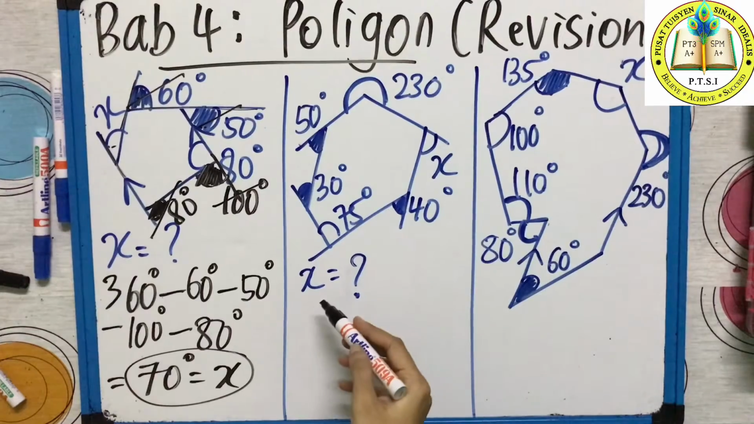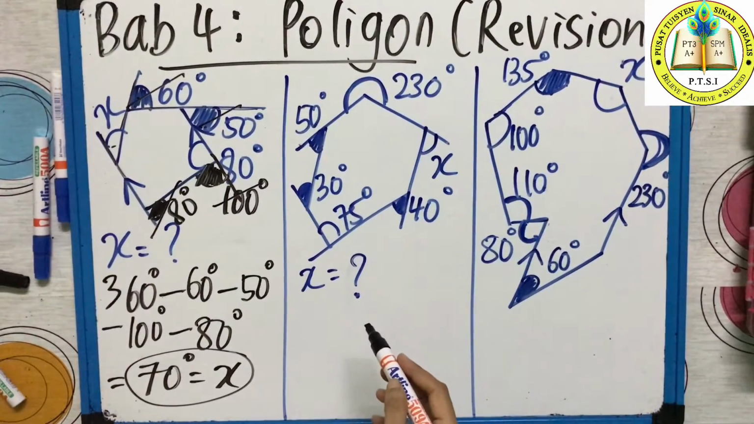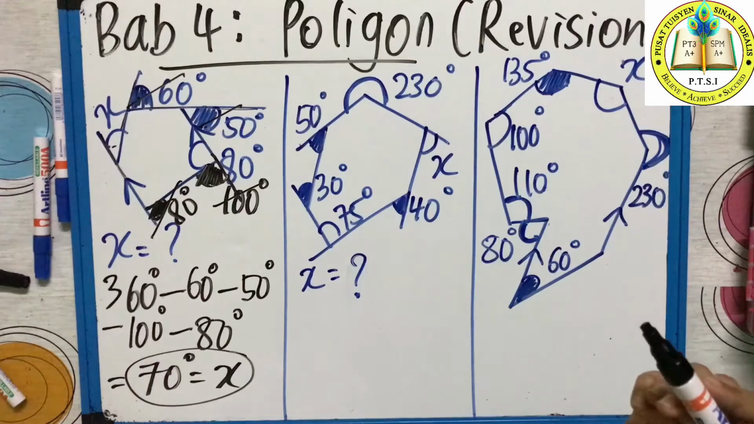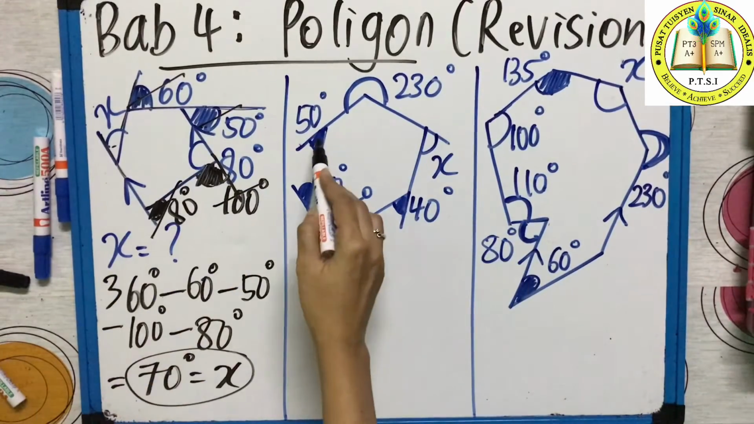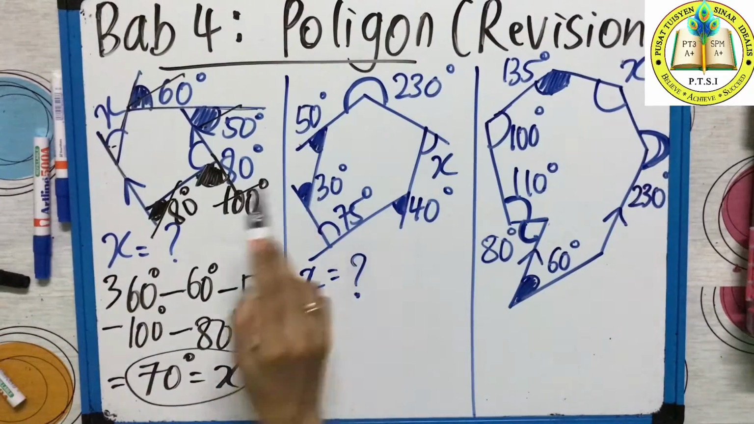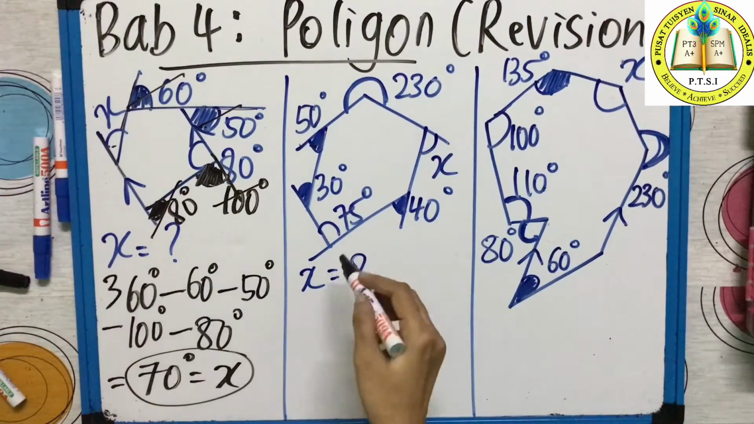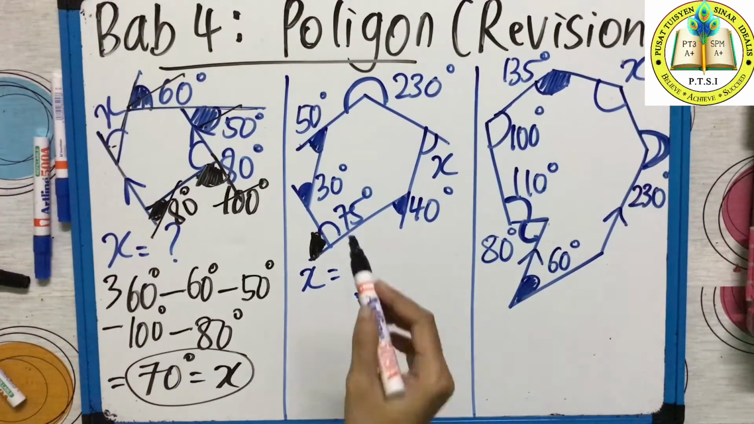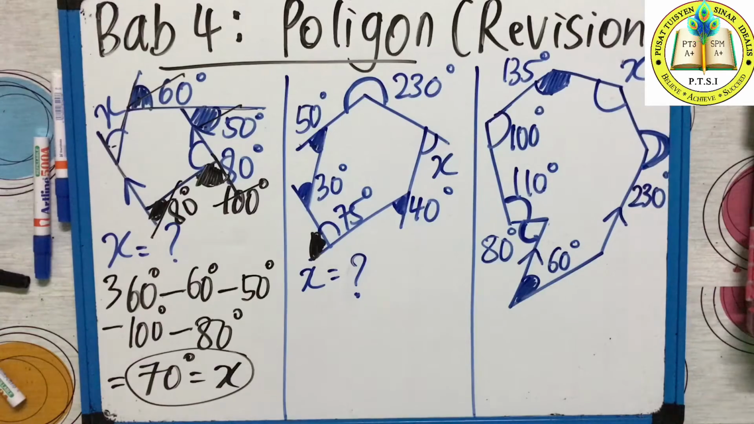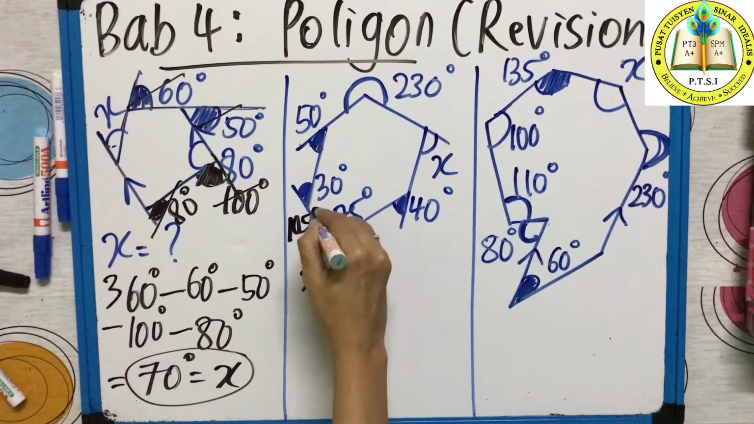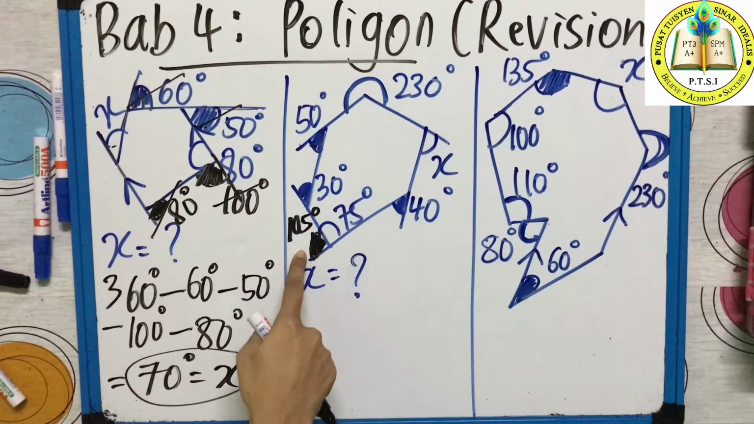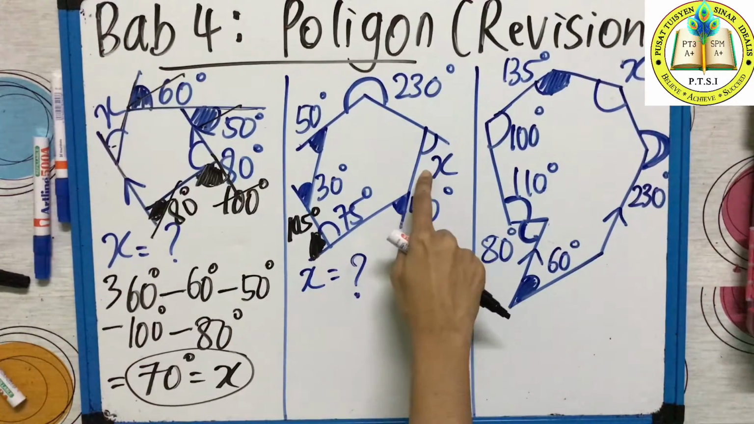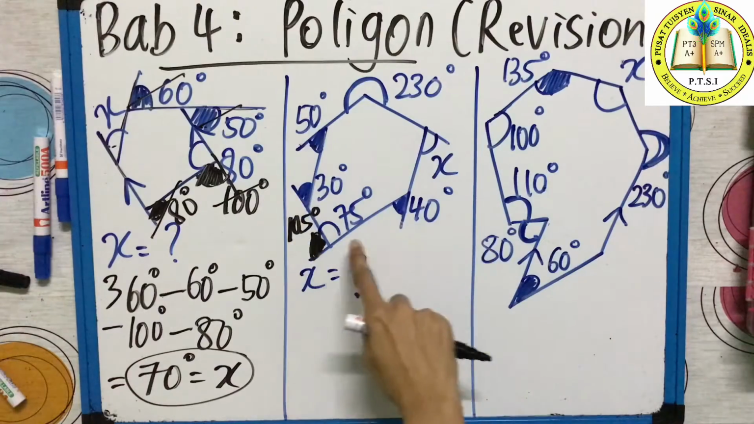If you see the next polygon question, they ask you to find the x value, cari nilai x. Before you find the x value, you check the angle first. 50 outside. Okay, good. 30 outside. But 75 is inside. So what must you do? The 75 you bring outside. Sebab itu adalah sudut dalam, kita mau yang di luar. So what must you do? Straight line 180 minus 75. How much do you get? 105 degrees. 105 darjah. 40 darjah outside. Okay. X outside. Okay. All these okay.